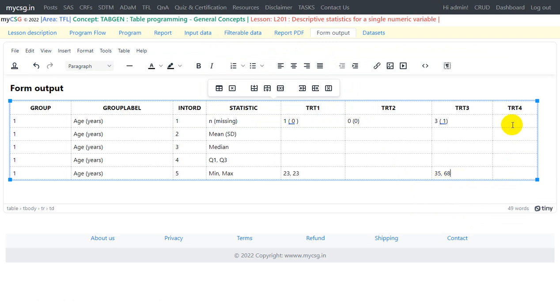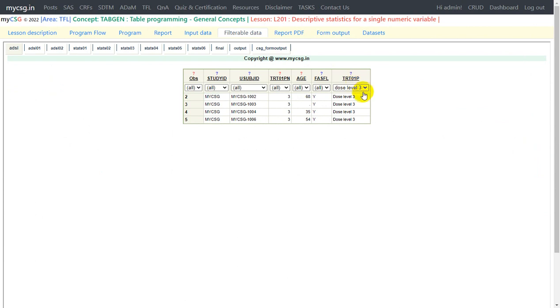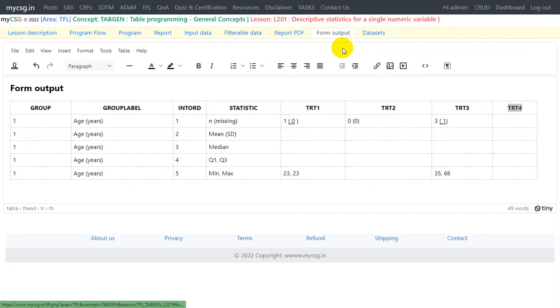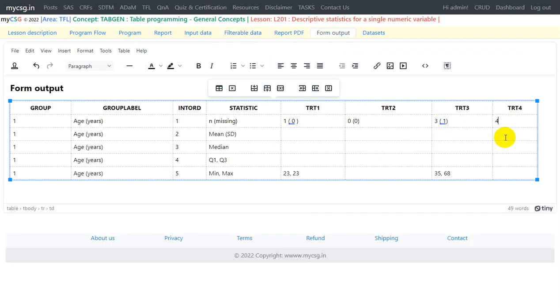Similarly, let's try to populate it for the total column. TRT4 is nothing but our total column across these 4 values. So let's go back and remove all the filters. Out of all the 5 available rows, we had 4 rows with non-missing age values and 1 row with missing age value. So the statistics would become 4 and 1 here.